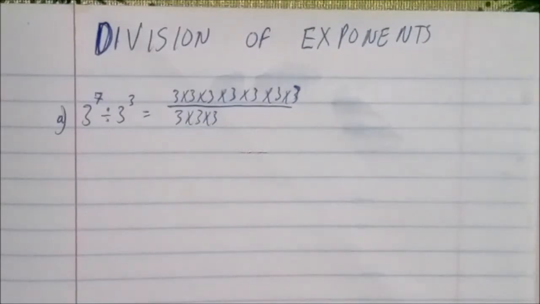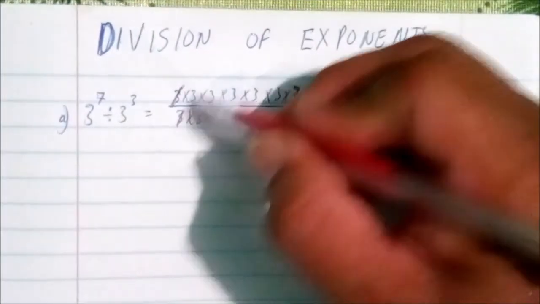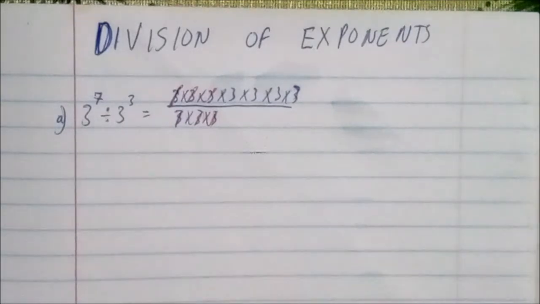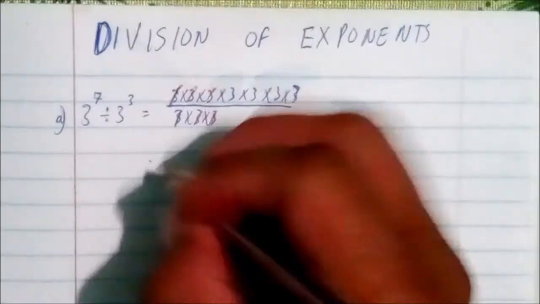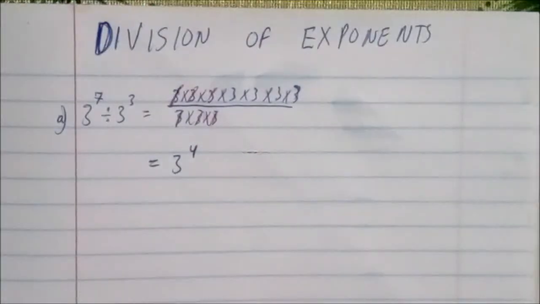So now when we start to cancel, we say this cancels out with this. Well, let me use red so you can see the difference. This cancels with this, this cancels with this, this cancels with this. So you are left with how many 3's at the top? If you said there are 4 3's at the top, you're perfectly correct. That means that this would be written as 3 to the 4th power.